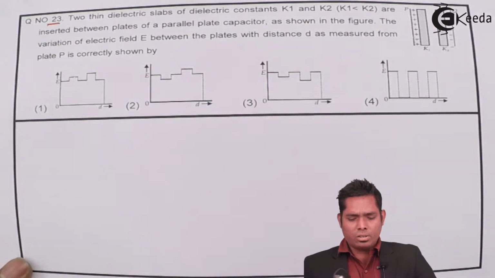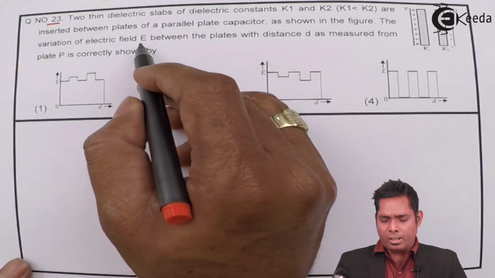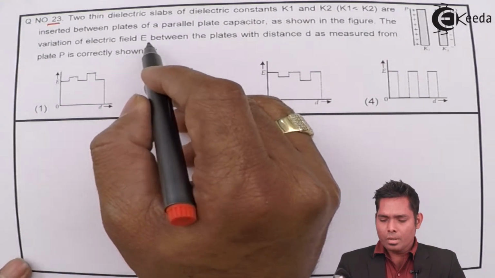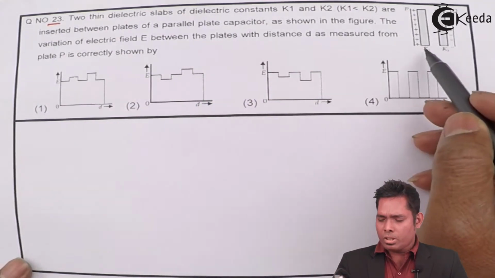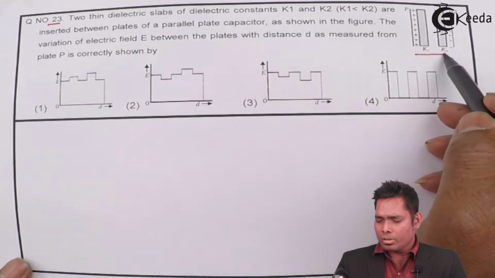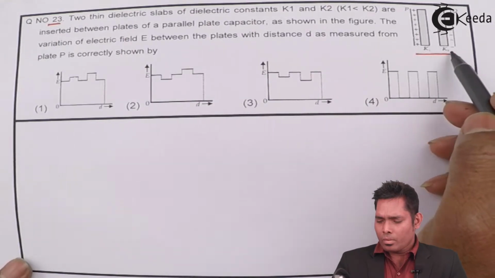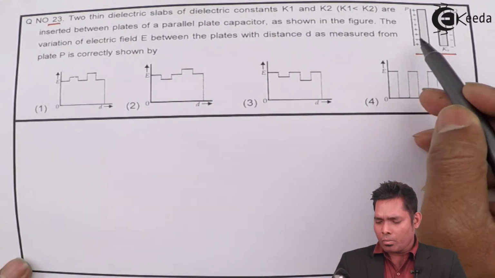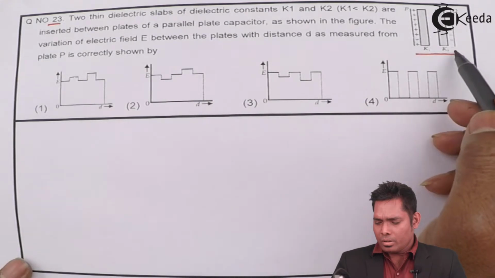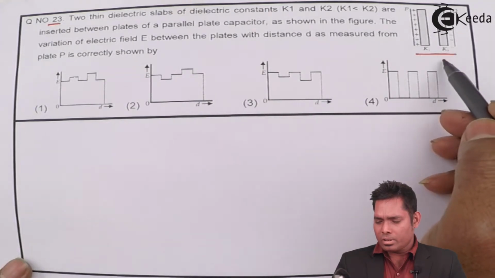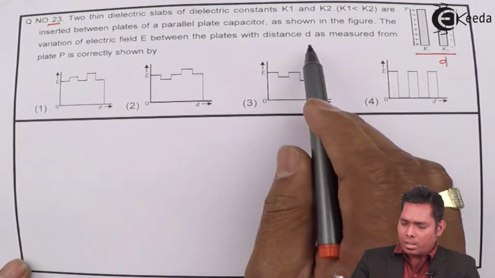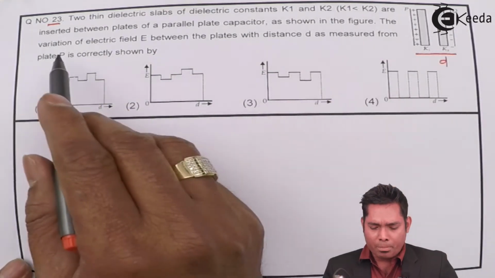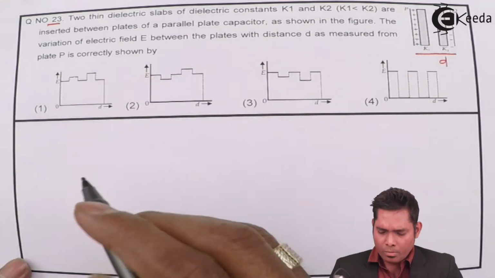The variations of electric field E between the plates with distance d, as measured from the plate P, is correctly shown by. Which distance is d? Actually this distance is d, from one plate to the other plate. This distance is d.